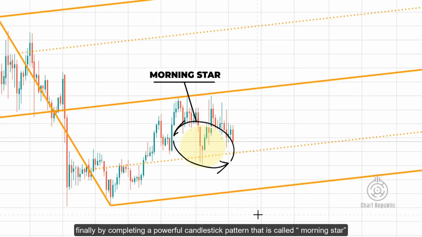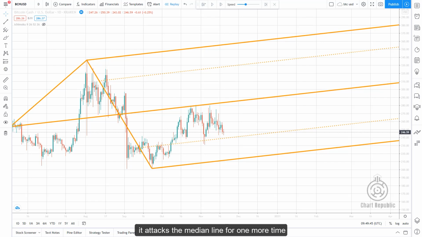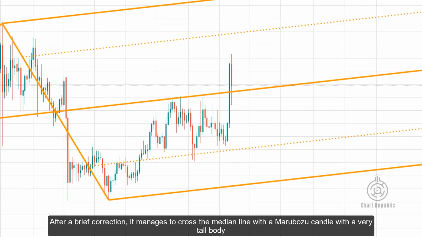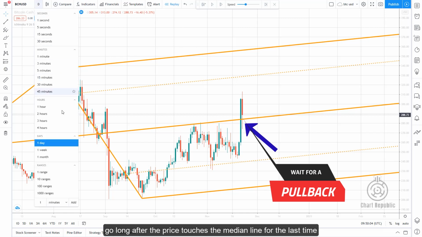Finally, by forming a powerful candlestick pattern known as the morning star, it makes another attempt to breach the median line. After a brief correction, it successfully crosses the median line with a Marubozu candle characterized by a very tall body. Upon observing this powerful candle, many traders may enter a buy trade. However, more conservative traders can wait, and following the third law of the pitchfork, go long when the price falls back and touches the median line for the last time.